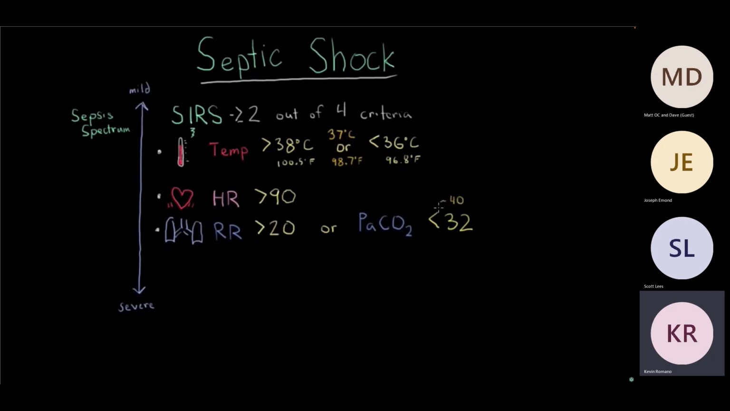Less than 32 is because you're breathing rapidly, so you're expelling carbon dioxide. And of course, a normal respiratory rate is around 12 to 15. The final criteria of SIRS is white blood cells. And if you have greater than 12,000 or less than 4,000, then this meets SIRS criteria.